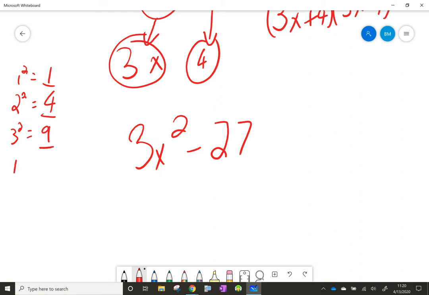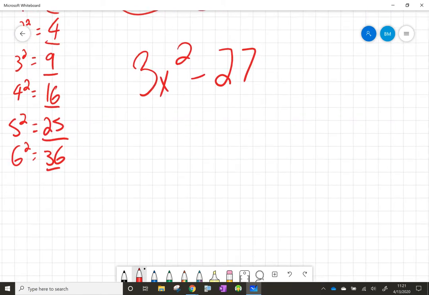It's only these specific numbers. If I took 4 squared, I'd get 16, which means that 10 would not be a perfect square. 11 will not be a perfect square. All the numbers between 9 and 16 won't be perfect, but 9 and 16 are, right? So 5 squared would be 25, so 25 is a perfect square. 6 squared is 36, so 36 is a perfect square.